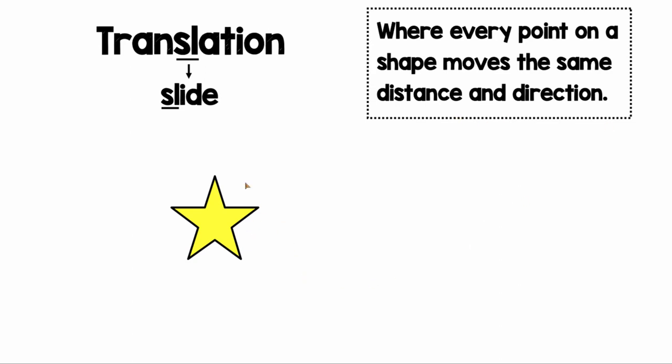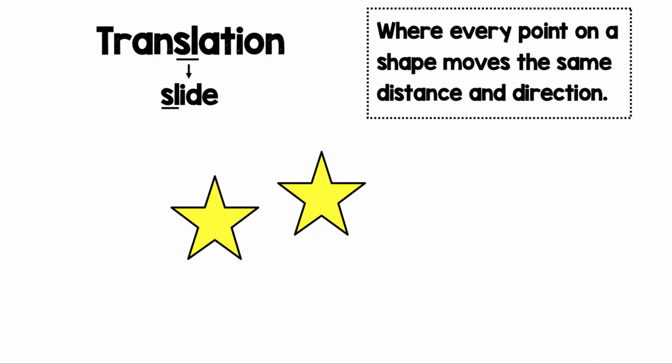So let's look at this. We have a star right here. This is our original shape. If I wanted to translate the star, I would drag it just like that. That is a translation. It stayed the exact same. They're still congruent. It just slid.